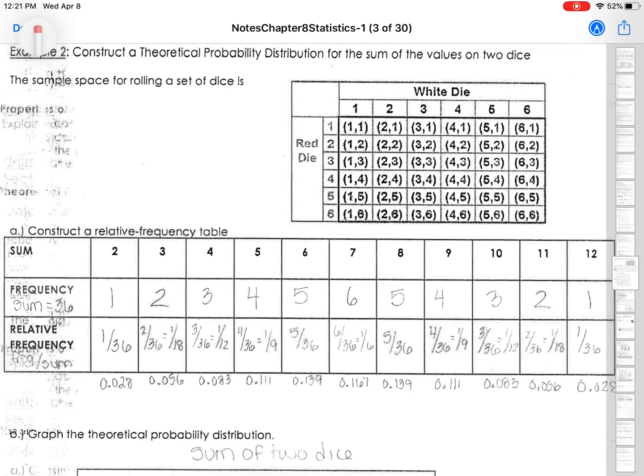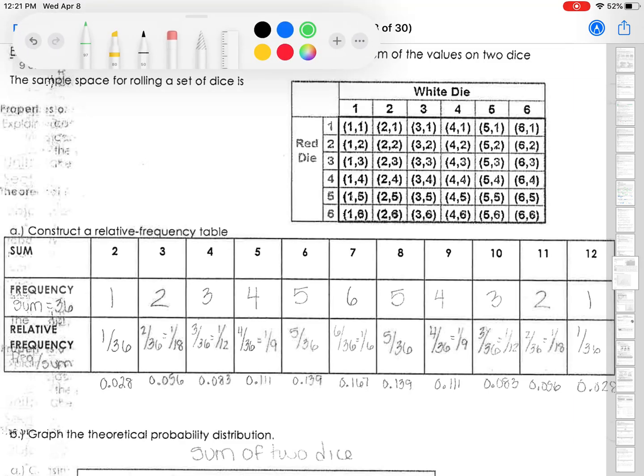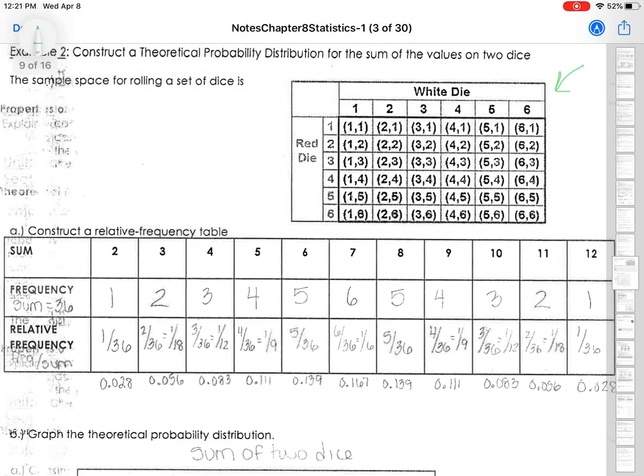So if we construct a theoretical probability distribution for the sum of the values on 2 dice, we have our sample space here. If we roll 2 dice, these are all the possible outcomes that you potentially could have. Say we have a red die and a white die. So if we construct a relative frequency table, these are the options we have in terms of sums, 2 all the way up to 12. You can't get 1 and you can't get anything higher than 12.